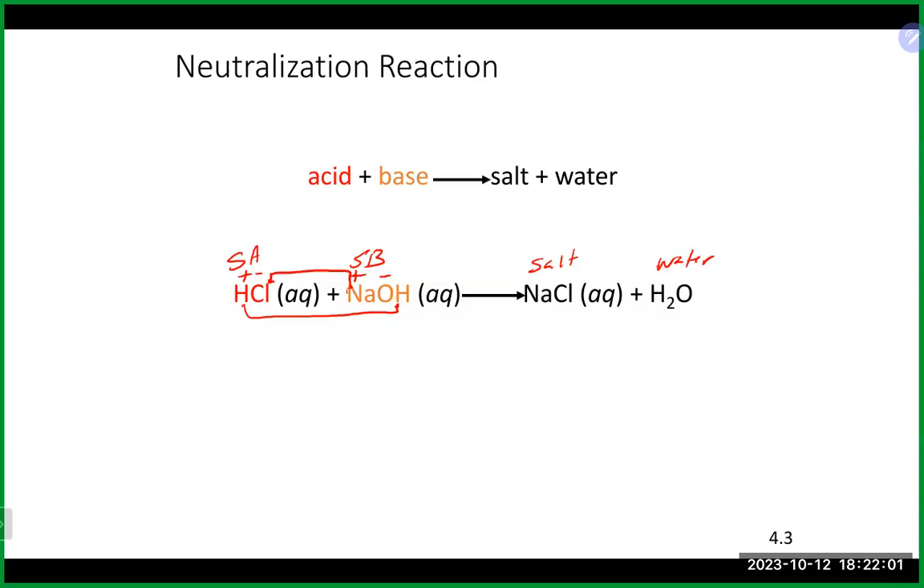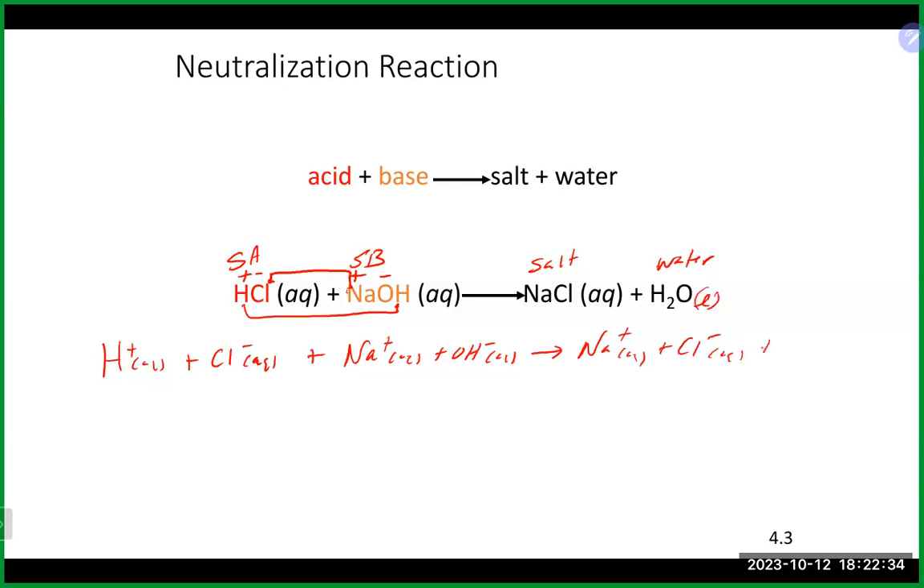So we can also write a total ionic equation for this. Since we have our HCl, that's going to completely break apart into H plus and Cl minus, as it's a strong acid, strong electrolyte. Our sodium hydroxide will break apart into a sodium ion and a hydroxide ion. Our sodium chloride will also break apart, Na plus and Cl minus. And water, which is a pure liquid, will stay together as it is covalently bonded, so it's not going to break apart into ions. It's just going to be floating around.